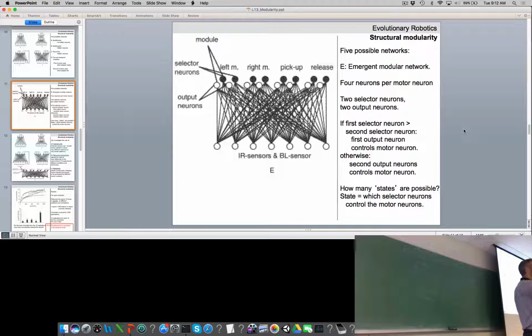But each one of those 4 motor primitives has 4 neurons associated with it, instead of just 1. So why 4? Well, let's have a look at, first of all, the white neurons, which are called the output neurons. You can see that for each of the 4 motor primitives, there's a left and a right output neuron.